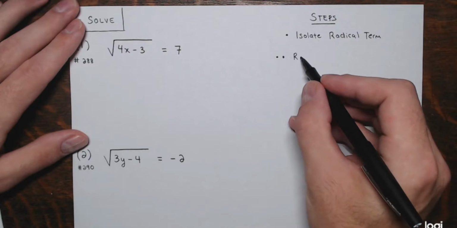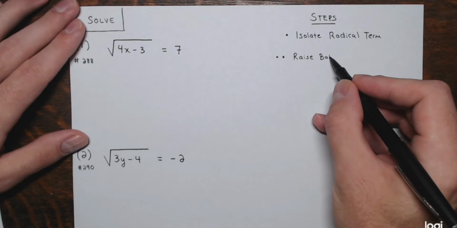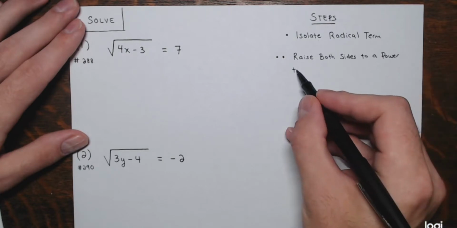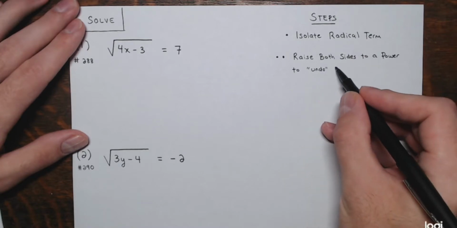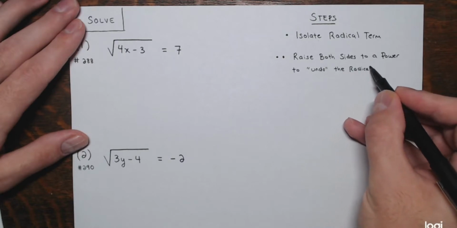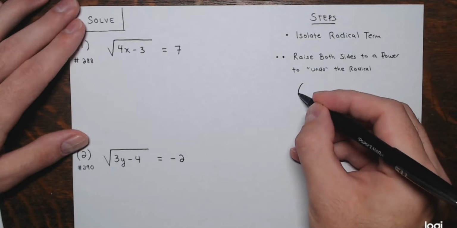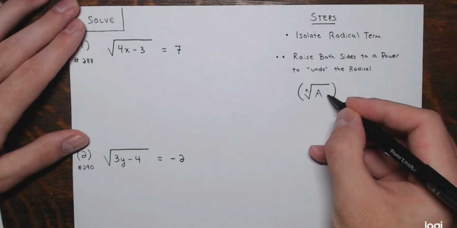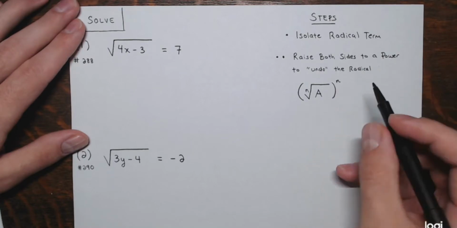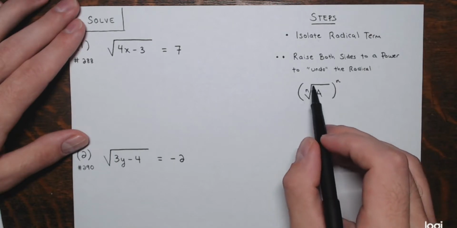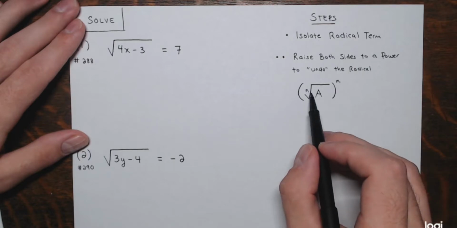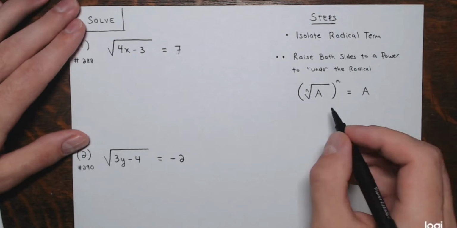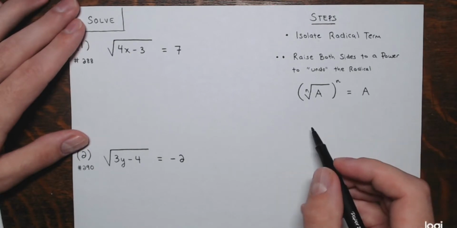Then we're going to raise both sides to a power, to an exponent, to, quote unquote, undo the radical. Basically we're using the following property. If you have the nth root of some number, and you raise it to the nth power, that'll undo the radical, and you'll be left with just the radicand a. We're going to use that property quite often in this video.